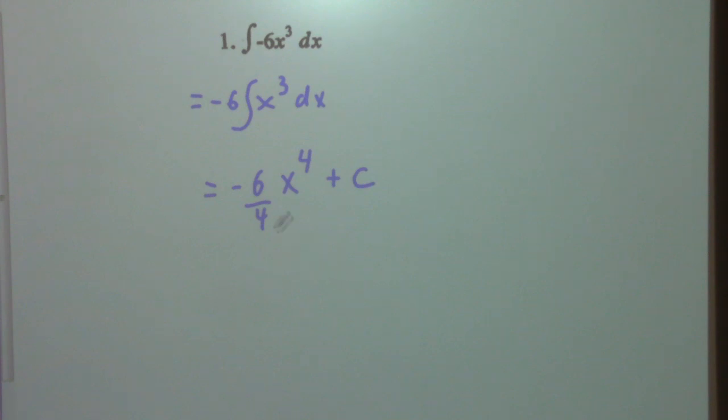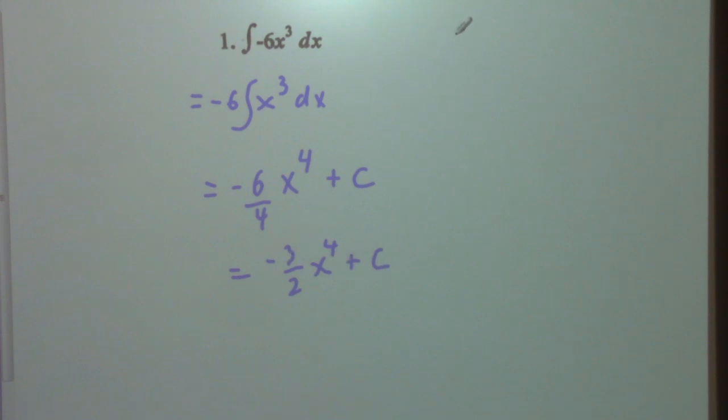The last thing we can do is simplify, and we end up with the reduced form of this fraction, which would be -3/2 x to the 4th power plus c. Does that look right? Let's remember the c, and then we can check if we got it right.